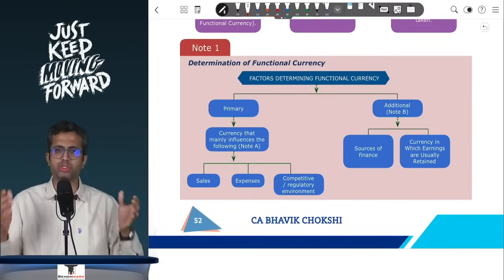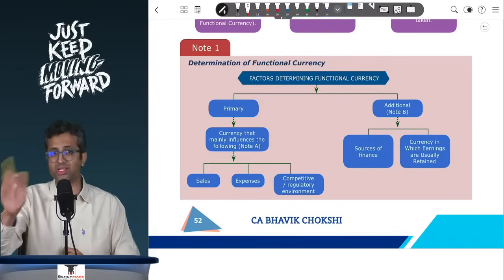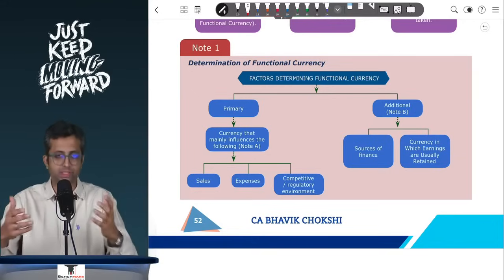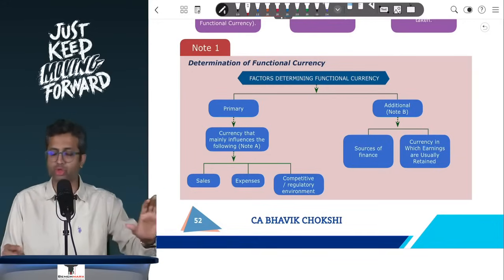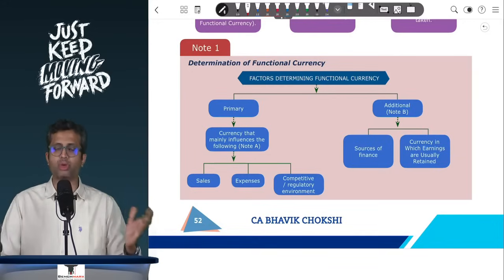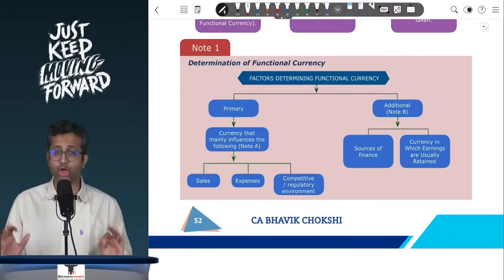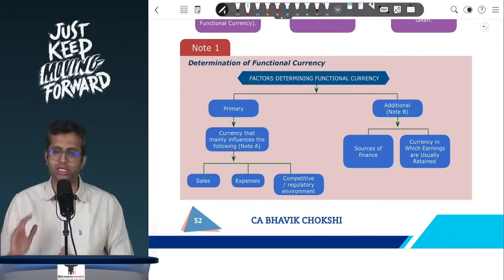Like if I'm a coaching institute in India, I sell to Indian students and hence my sales are usually influenced by rupees. My expenses like rent, faculty cost, etc. are also in rupees, and my competitors and the regulators are also in India, and hence for me clearly India is my primary economic environment and hence my currency will be the Indian rupee.